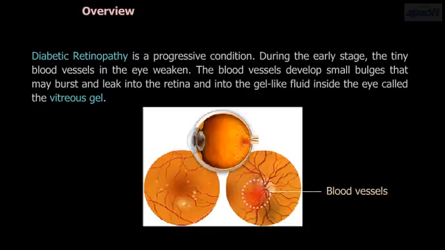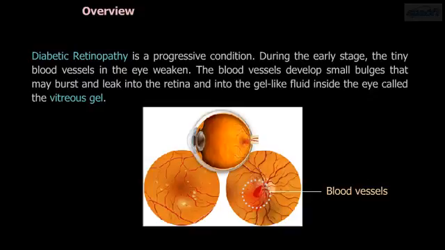Diabetic retinopathy is a progressive condition. During the early stage, the tiny blood vessels in the eye weaken. The blood vessels develop small bulges that may burst and leak into the retina and into the gel-like fluid inside the eye called the vitreous gel.